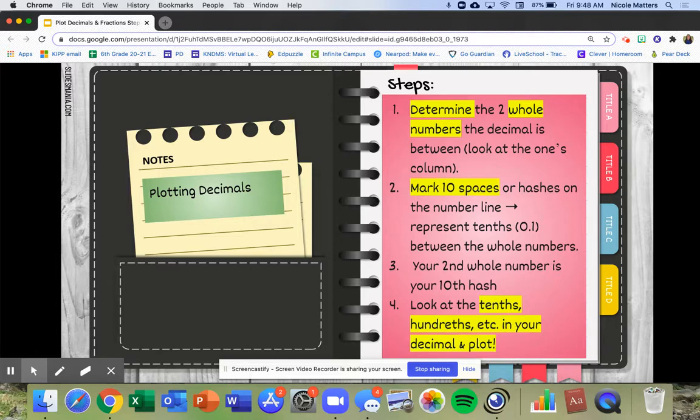My fourth and final step is to then look at the tenths, hundredths, etc. in the decimal that I'm given and plot it. So go ahead, please take a moment to write these down if you did not write these down yesterday in the skill lesson, or if you didn't have the skill lesson yesterday.